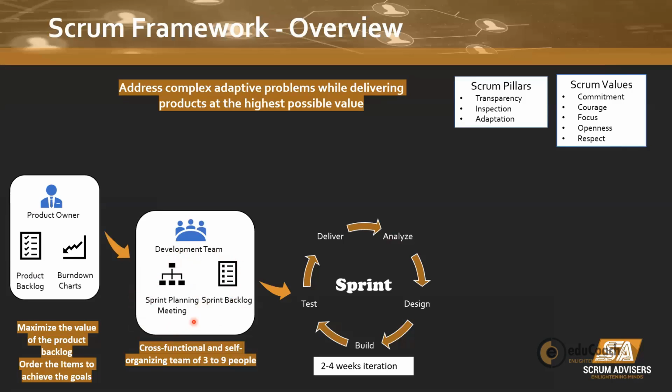Now, this sprint planning meeting for a 4-week sprint is generally time boxed to 8 hours. And for a smaller sprint, the time could be less than 8 hours.